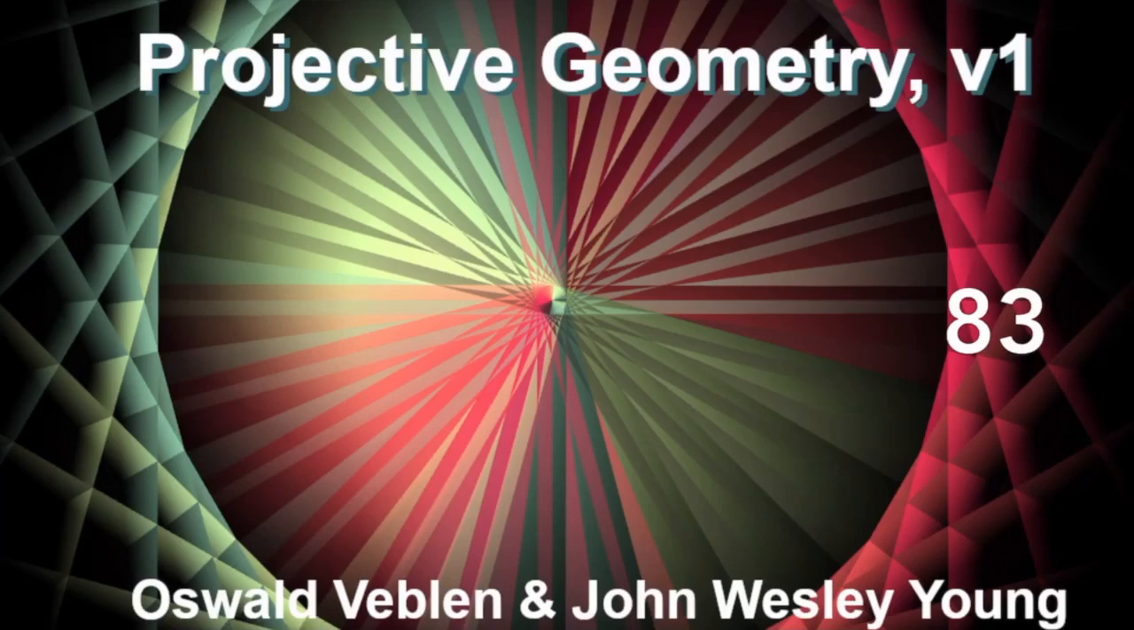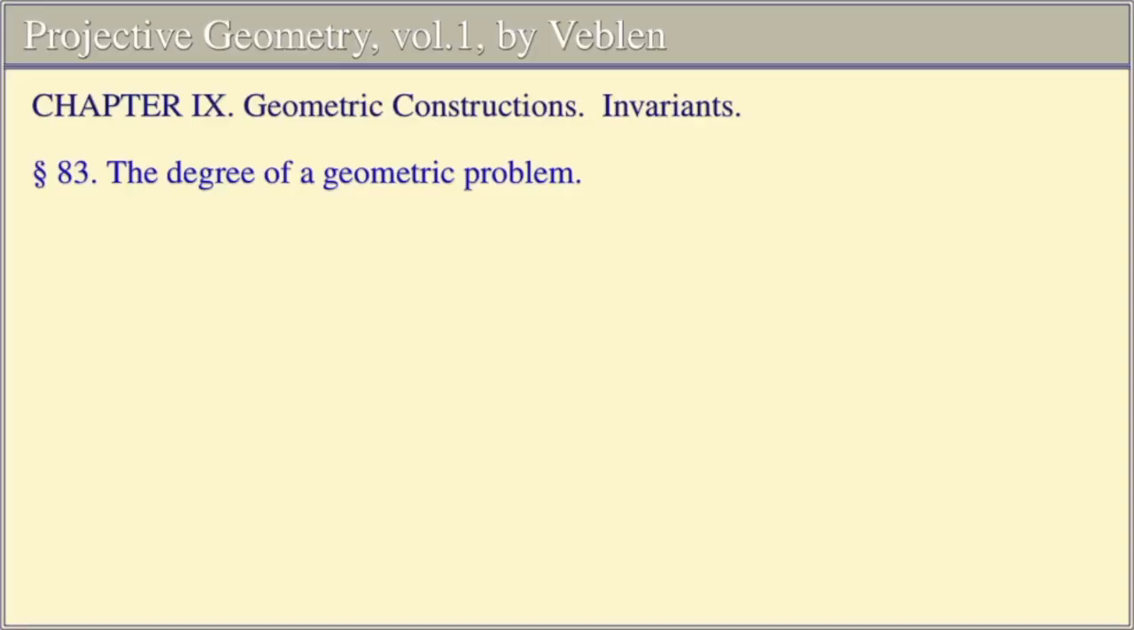Projective Geometry, Volume 1, by Oswald Veblen and John Wesley Young. Chapter 9, Geometric Constructions, Invariants. Section 83, The Degree of a Geometric Problem.